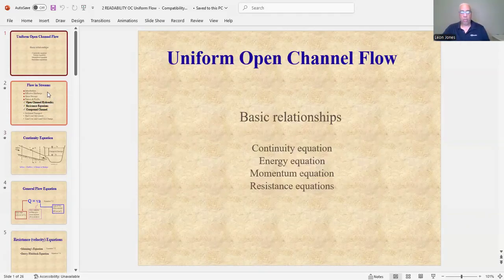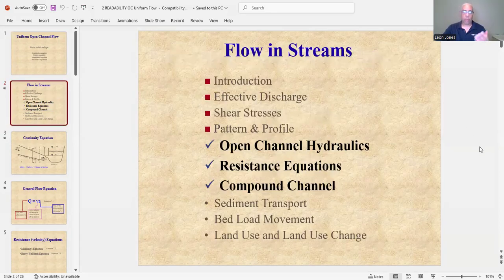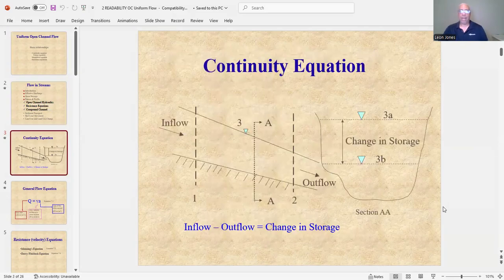Now, again, when we deal with flow, of course, we're going to have introductions, going to be effective discharge, shear stress, pattern and profile, open channel hydraulics, resistance equations, compound channel, sediment transport, bed load movement, land use, and of course, land use change. All right, when we deal with the continuity equation, we're basically taking inflow, subtracting outflow, and then we get a change in storage. Now, where would you find something like that? You would basically look at a reservoir. That's where you would find that.